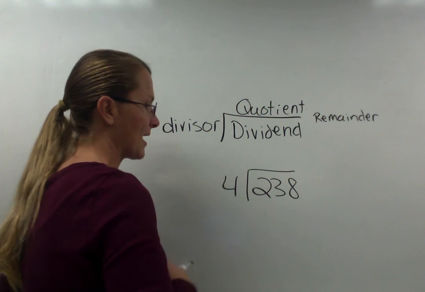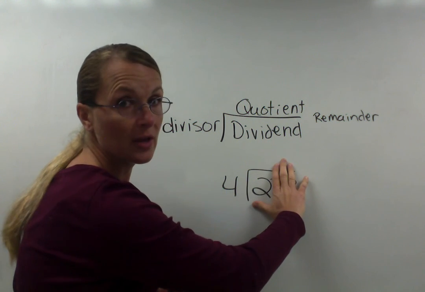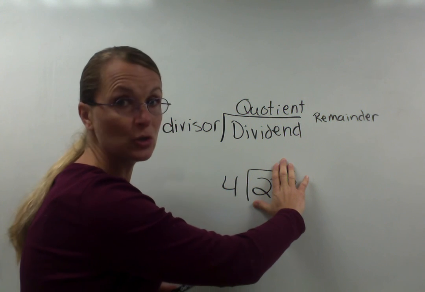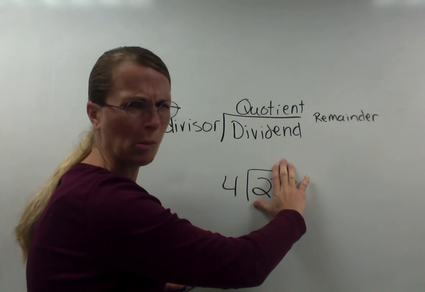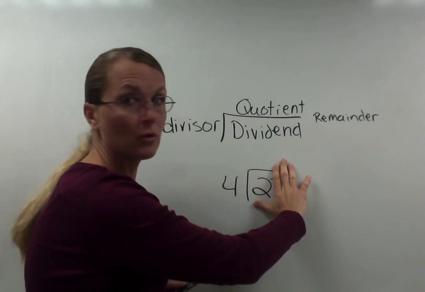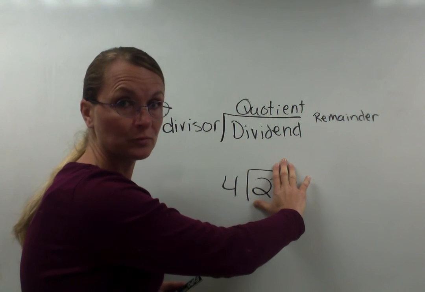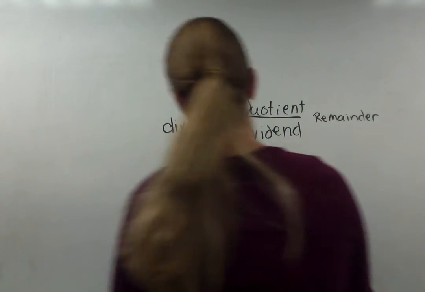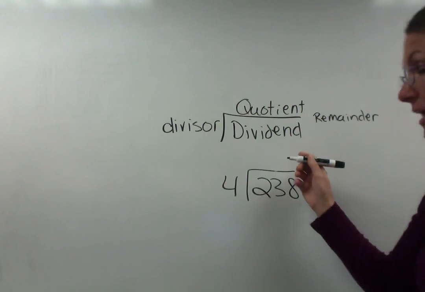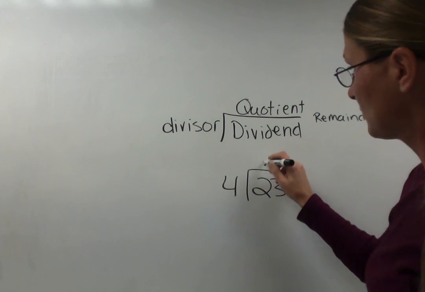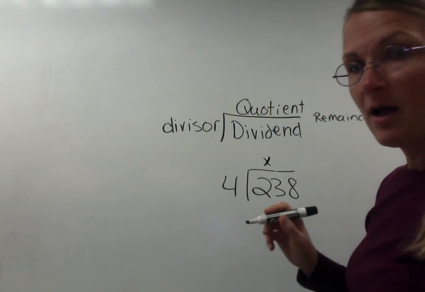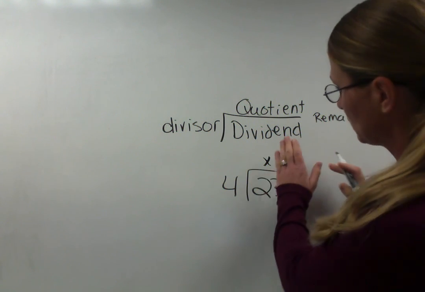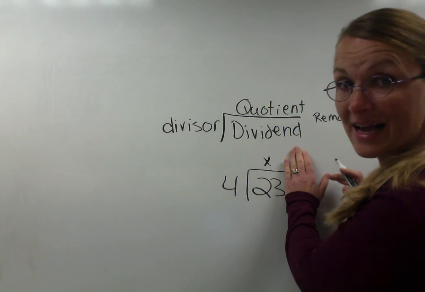You start with the first digit, you say 2. Can 4 go into 2? Another way of thinking about that is if you had 2 of something, could you make a group of 4? Or you could say, does 4 times anything equal 2? No. So 4 does not fit into 2. We're going to put an X here, and say it doesn't go into 2. So now we get to move over to the second number.